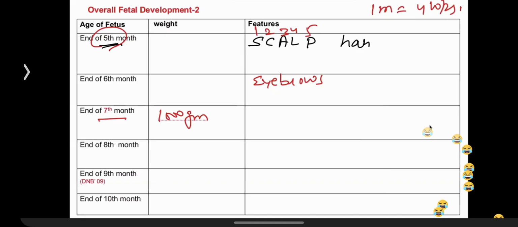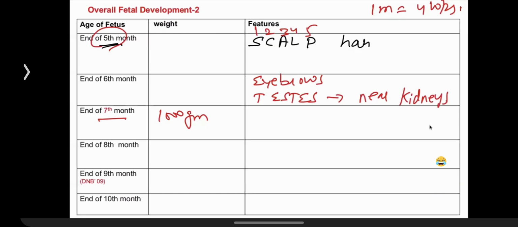So scalp hair appears and then eyebrows appear. After eyebrows, the other thing is both testes appear near the kidneys. Near kidneys. So 1, 2, 3, 4, 5, 6. 6 months. Okay.